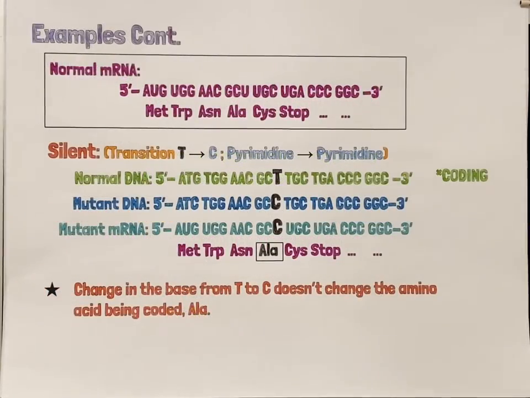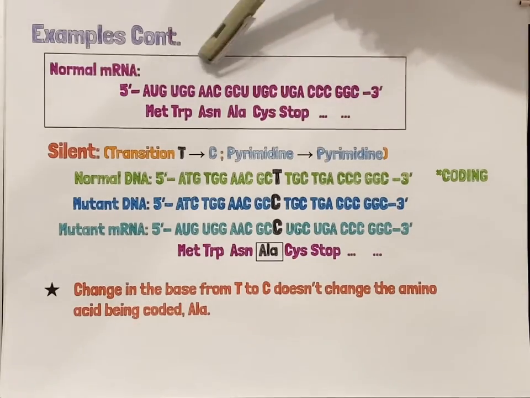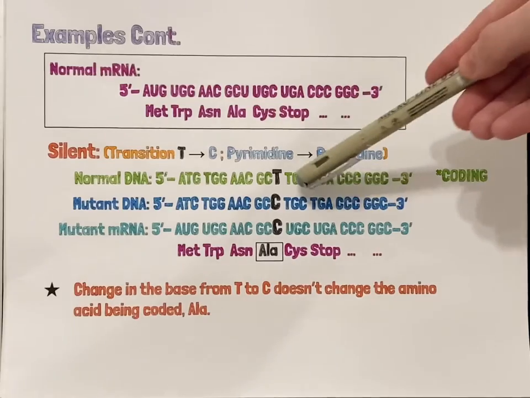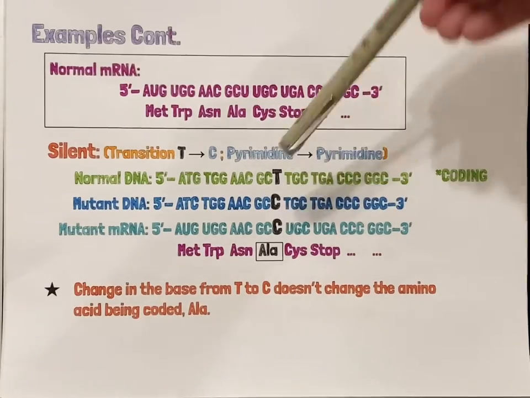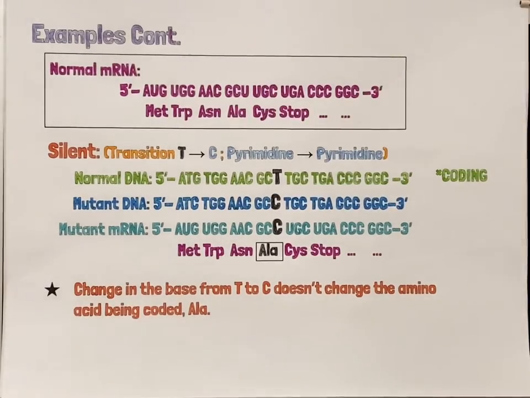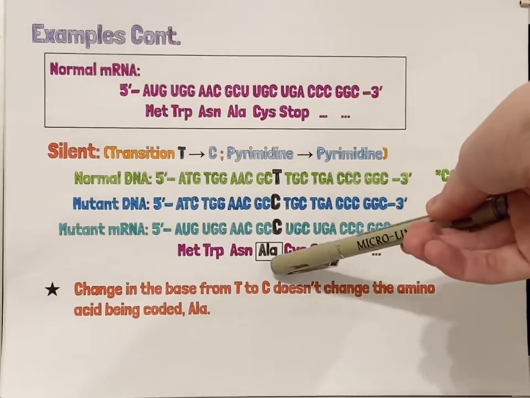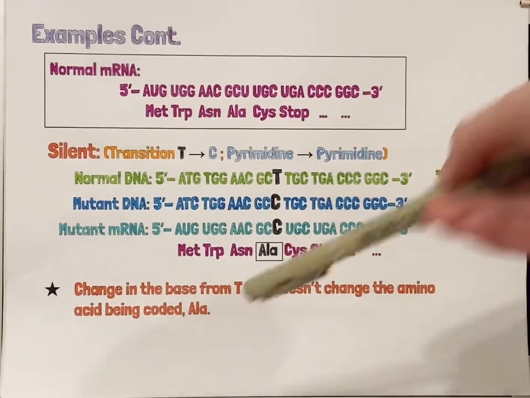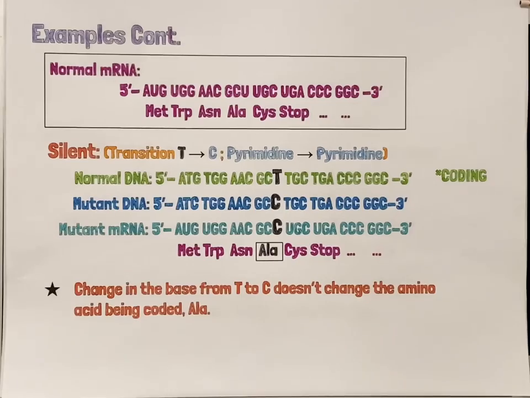Now we're going to do an example of a silent mutation. So that's when it doesn't change the amino acid formed. So you can see here, this was the same normal sequence, and it normally has a T here, and we change it to a C, which is a pyrimidine to a pyrimidine, so that's a transition. And it didn't change the fact that alanine was formed here. So the change from T to C didn't change the amino acid coded for at all.